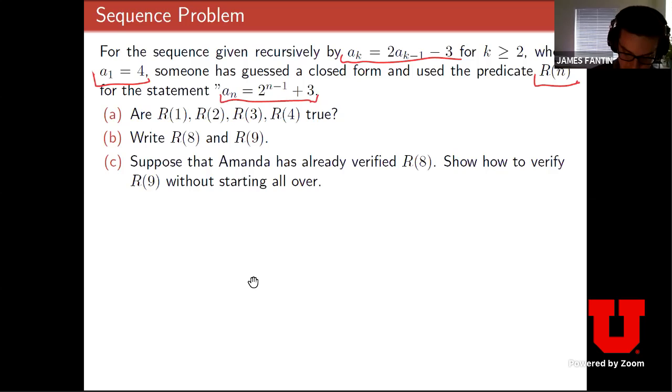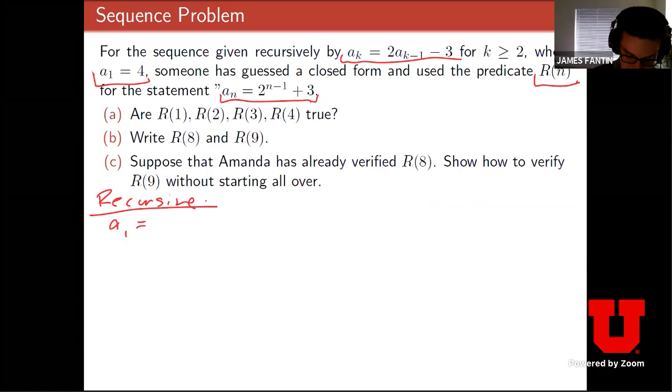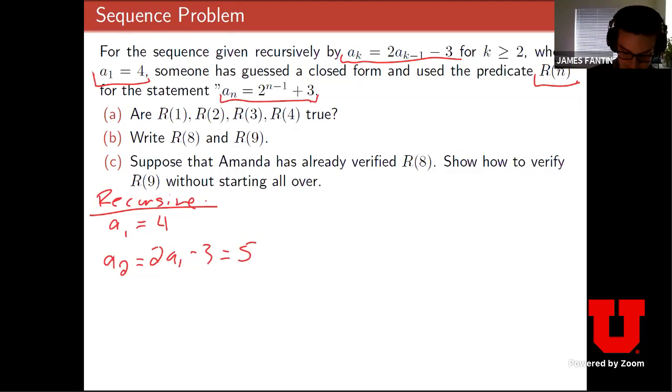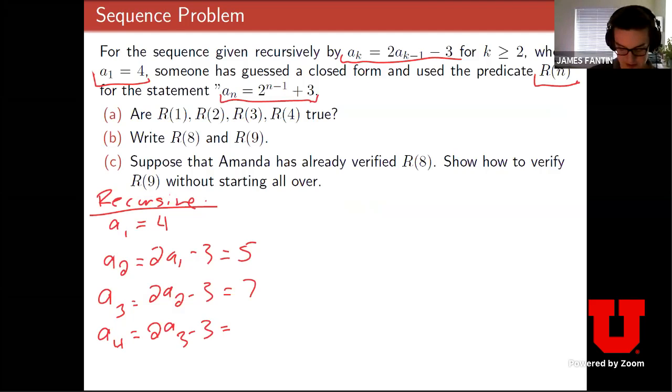So we can just go ahead and check that. Let's do the recursive on this side. We're given a1 is equal to 4. For a2, using the recursive formula, that's 2a1 minus 3, which is 5. And then a3 is 2 times a2 minus 3, which is 7. a4 is 2 times a3 minus 3, which is 11.